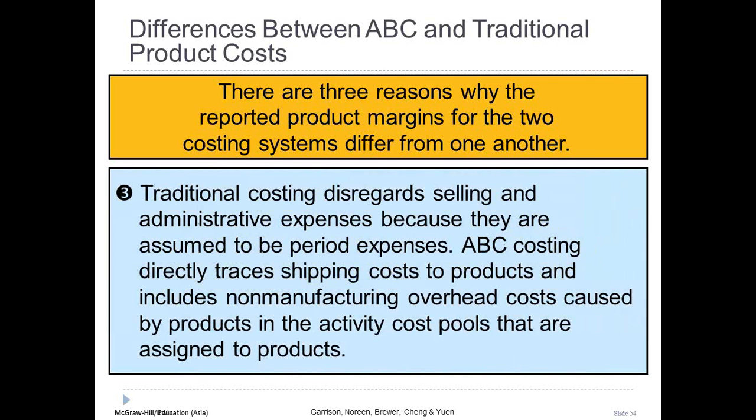The third reason why the reported product margins for the two costing systems differ from one another is that the traditional cost system disregards selling and administrative expenses because they are assumed to be period expenses. The ABC system directly traces shipping costs to products and includes non-manufacturing overhead costs caused by the products in the activity cost pools that are assigned to the products.